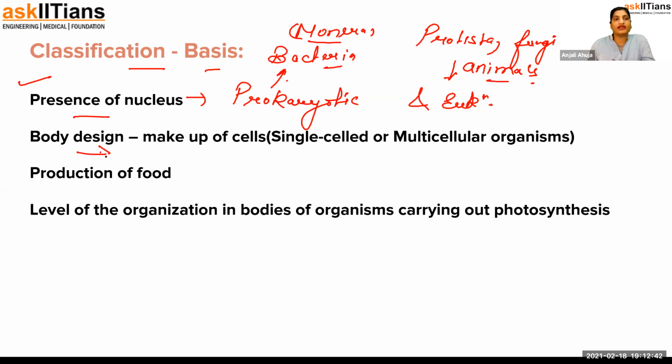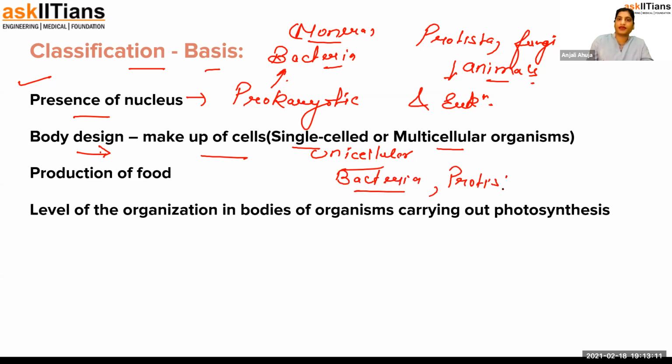Anyways, let's continue. Body design, makeup of cells. Makeup of cell as in either they will be having just one cell, or they will be having a group of cells which is working together. So it is single celled or multicellular organism, or you may say unicellular or multicellular organism. Unicellular means just one cell which is surviving on its own. It doesn't have to depend on any other organism out there. For example, bacteria again, or a total kingdom Protista. And then multicellular is the rest of them: fungi, animal, and plant.